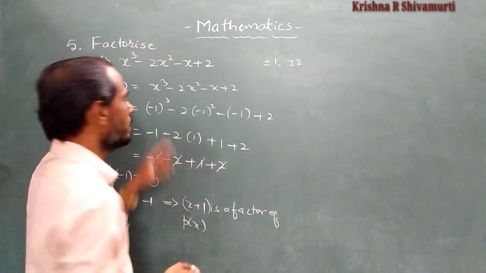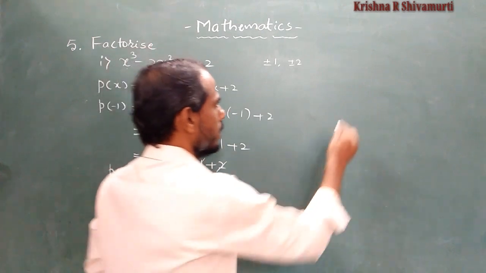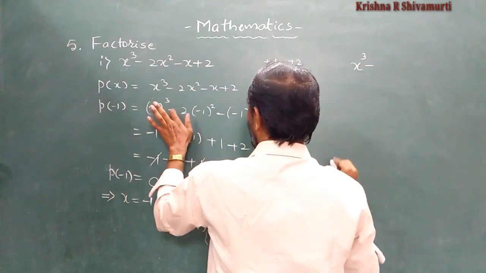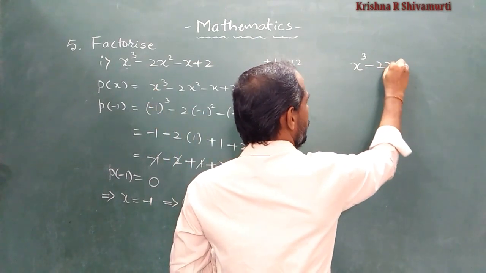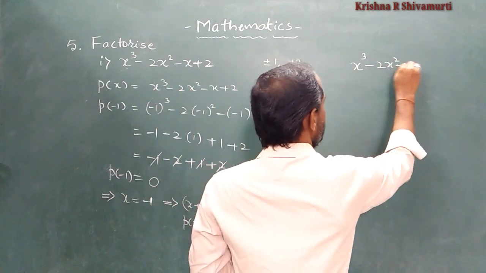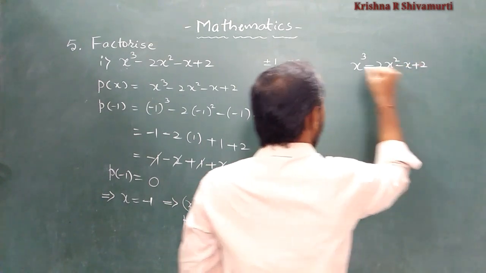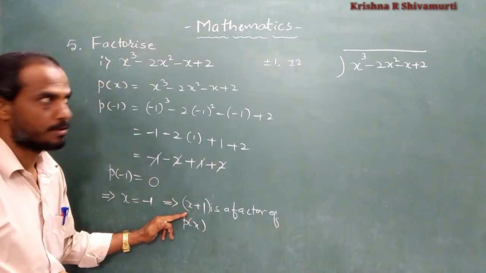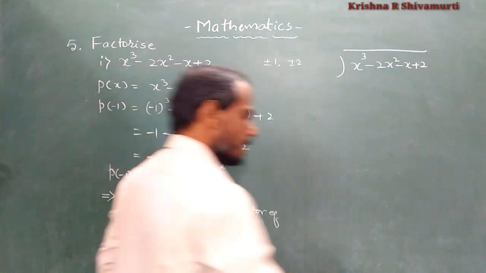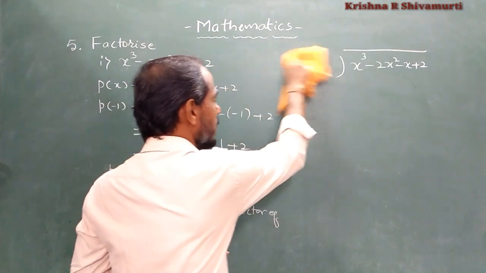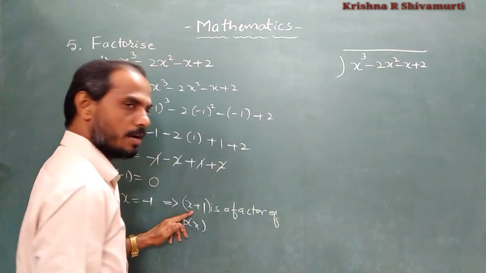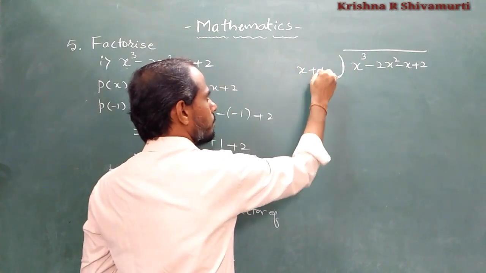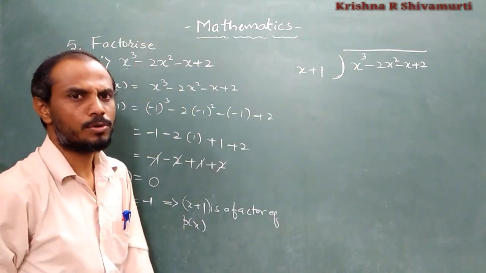Okay, how to find here? Write down this polynomial, the given polynomial: x cube minus 2x square minus x plus 2. Divide this one by the factor you decided. Which one is the factor you decided? X plus 1 is the factor you decided. Divide by that one. Okay, x plus 1 to divide this one. Okay, now start how to do the division.